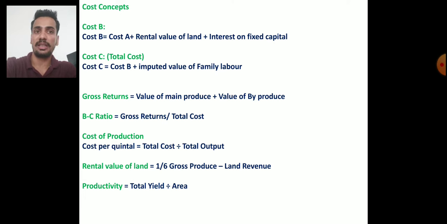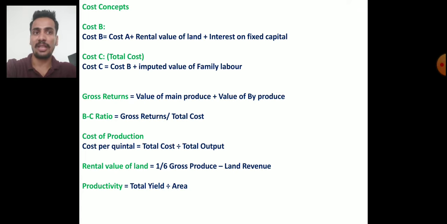So in the rental value of land, we have to take 1/6 value of gross produce minus land revenue. It will be your rental value of land. Then we have to calculate the interest on fixed capital. Now how to calculate interest on fixed capital? Here, land is the only fixed capital. So here we are not taking the direct value of land, we are taking the rental value of land.